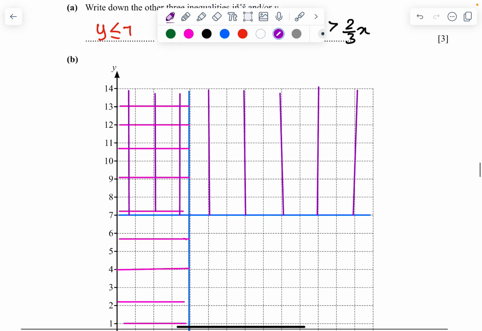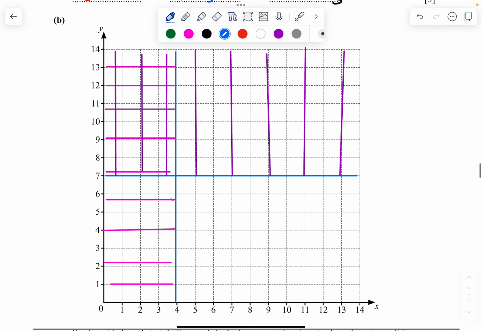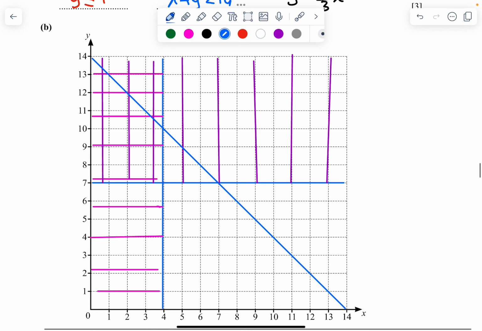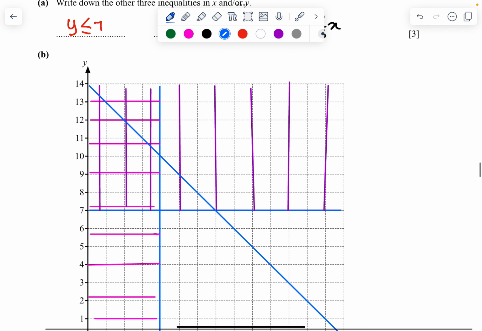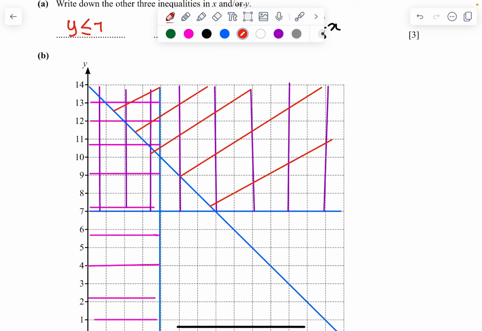Then x plus y is less than or equal to 14. So this is a straight line passing through 14 and 14. So the unwanted region will be the other side. This is going to be the unwanted region for this line.